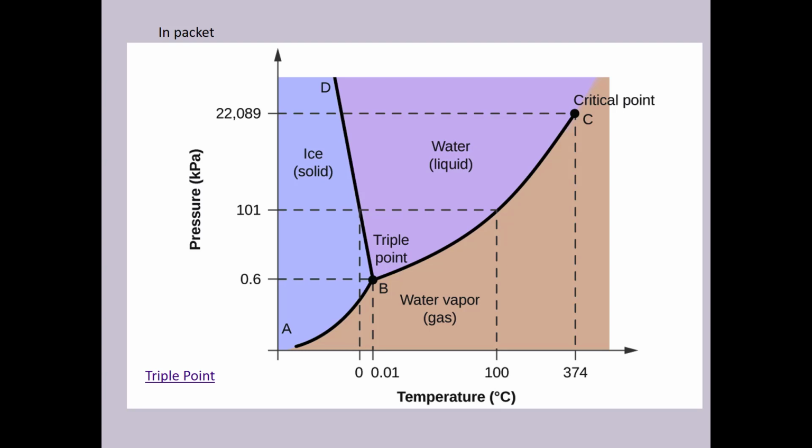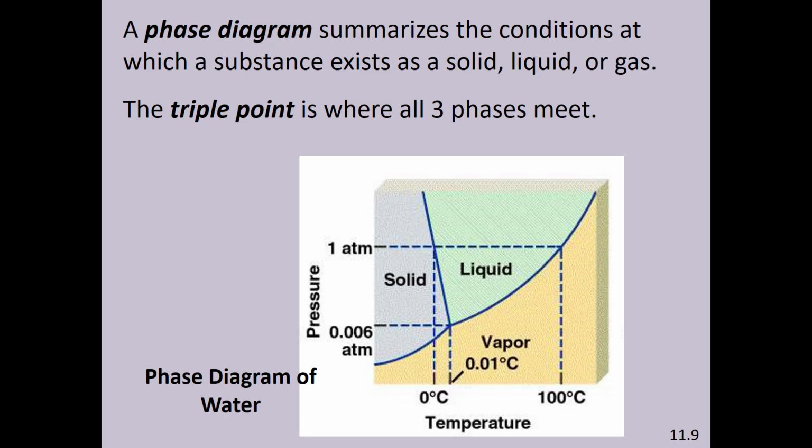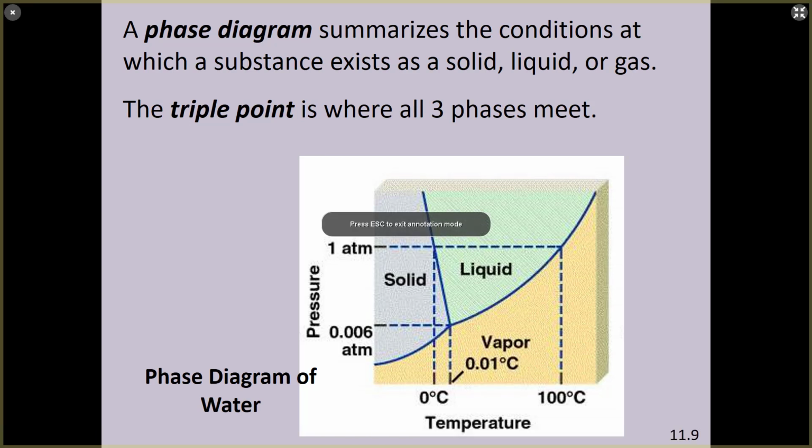In your homework packet, you should have a diagram that looks like this that you can use to take notes. So we are going to talk about phase diagrams. A phase diagram summarizes the conditions at which a substance exists as a solid, liquid, or gas. If you look at this phase diagram down here, we have temperature at the bottom and pressure along here on the side.